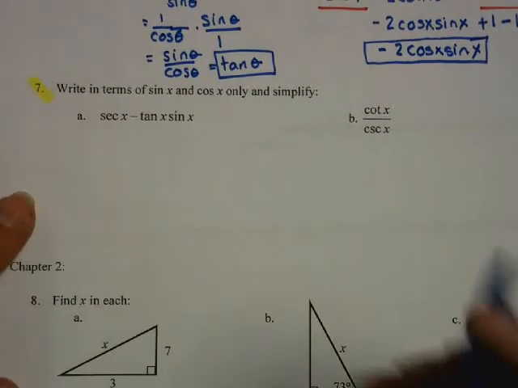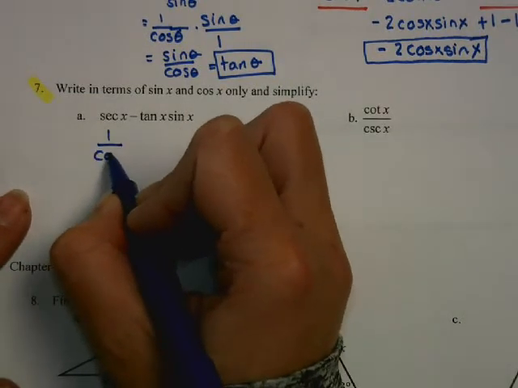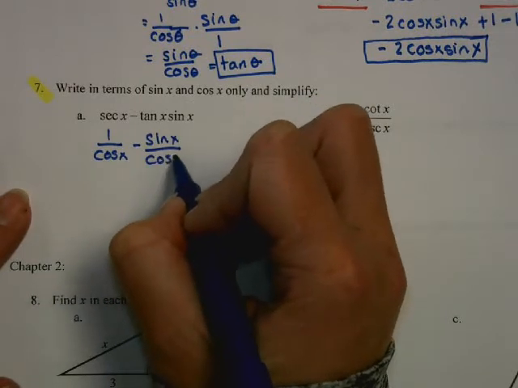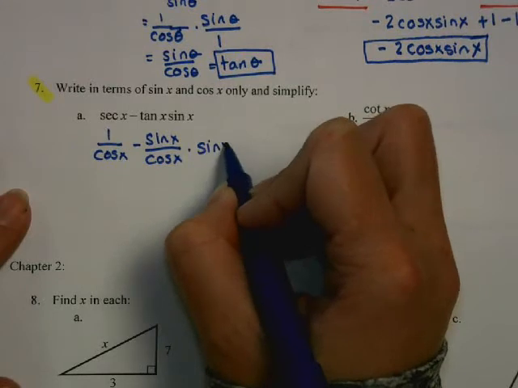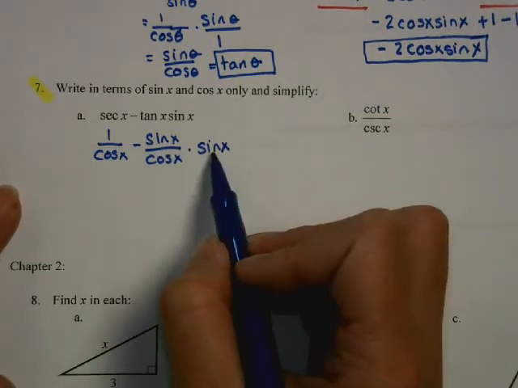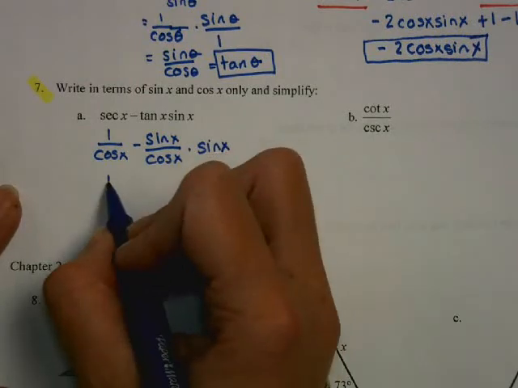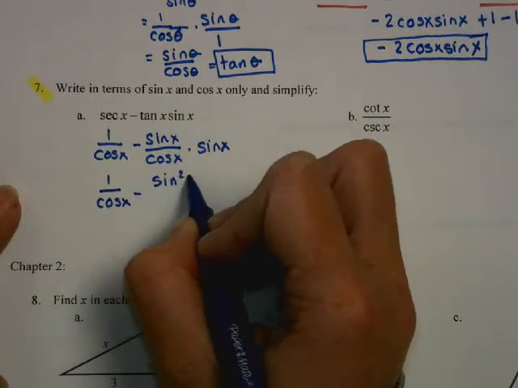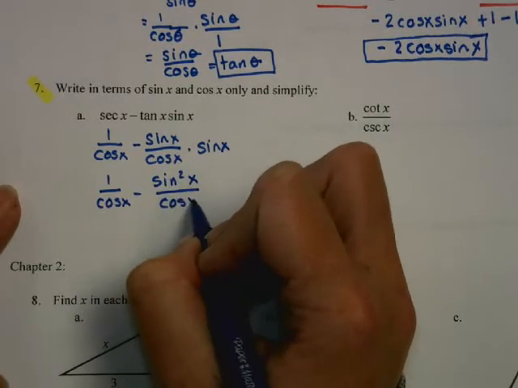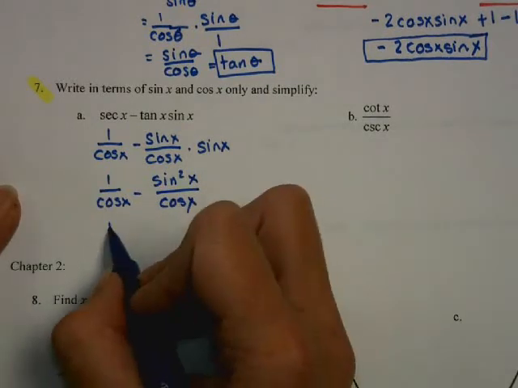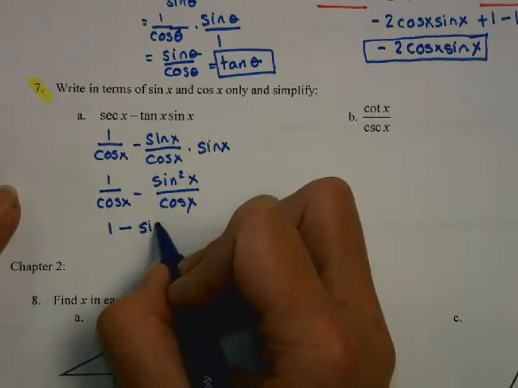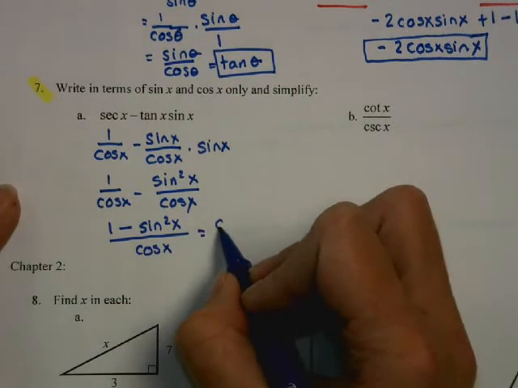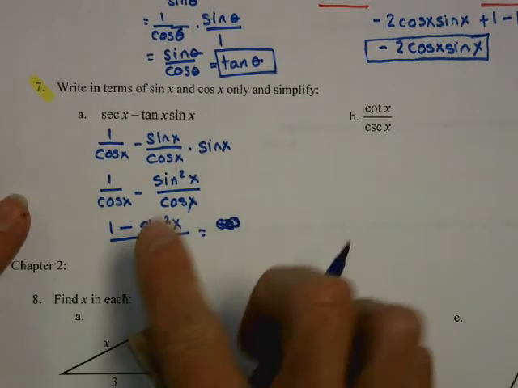Okay, for this one here, this is going to be 1 over cosine of x minus sine of x over cosine of x times sine of x. This is the same as sine of x over 1, so I can multiply that in. So we're going to have 1 over cosine x minus sine squared x over cosine of x. I have a common denominator, so I can subtract.